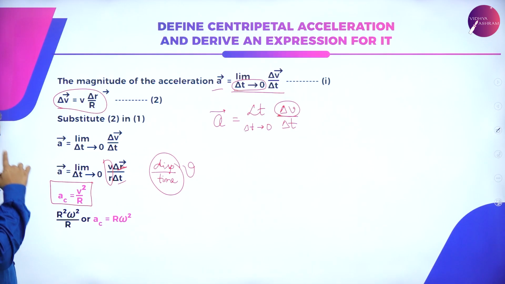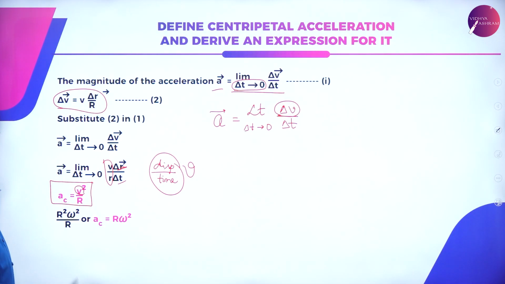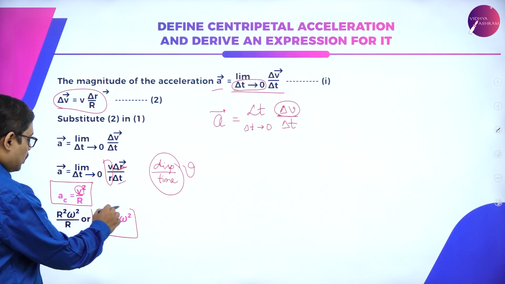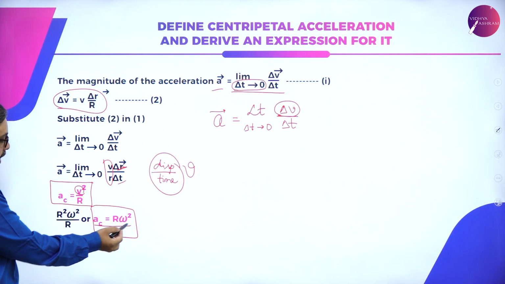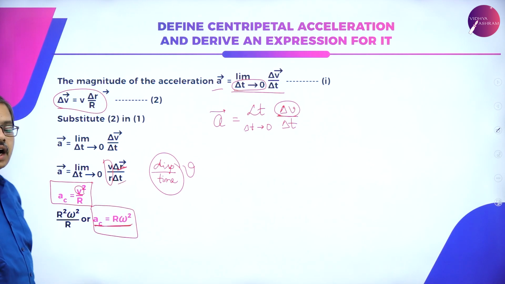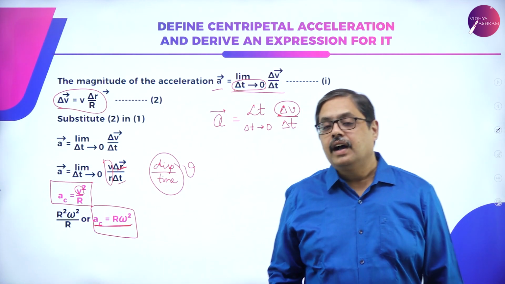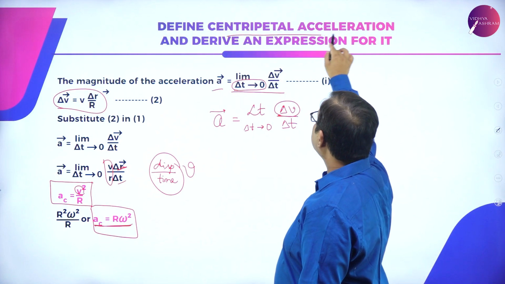But from the previous expression, we know what V is. V is R omega. So replacing that, we will get AC is equal to R omega square, because we have R omega whole square by R. So what have we done? We have derived an expression for the centripetal acceleration.